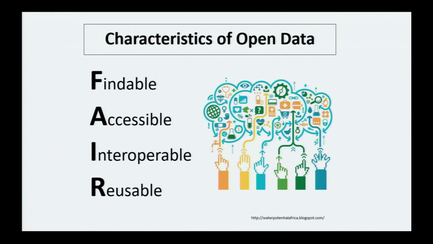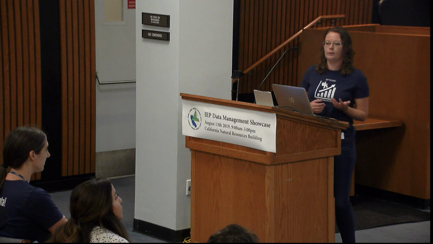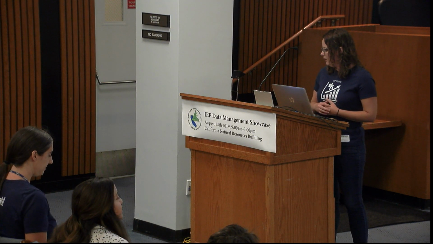So findable means that it's not hidden. It's something that you can hopefully find with your search engine. It's in a place where people will go to look for data. So there's places on the internet, we call them repositories or data sharing platforms, where a lot of different agencies or people will go and put their data. So if you put your data in a place where people look for it, it's more findable. So that's a benefit for open data.